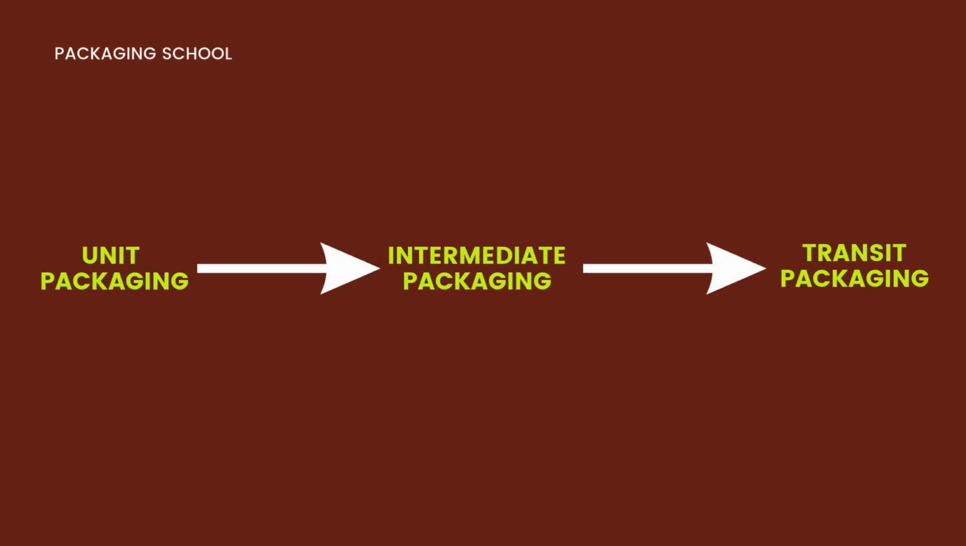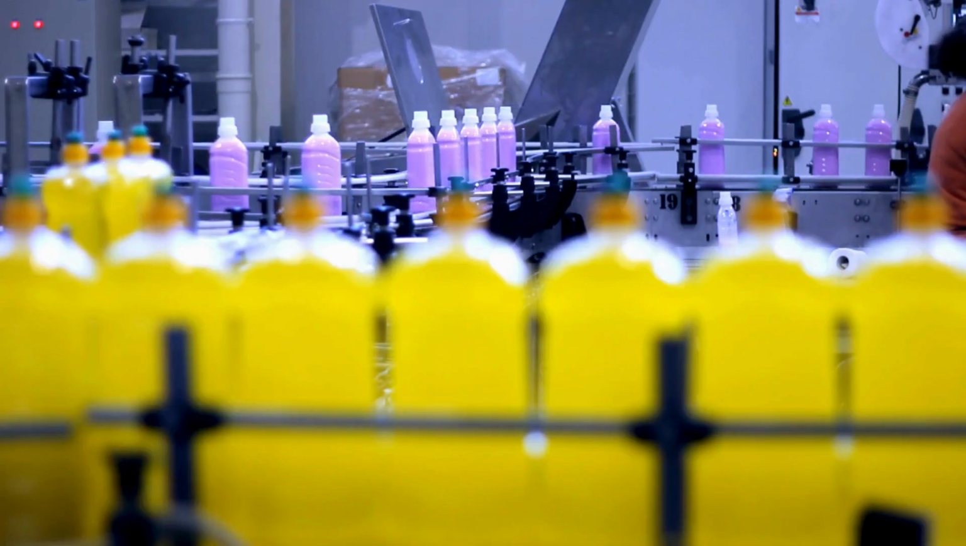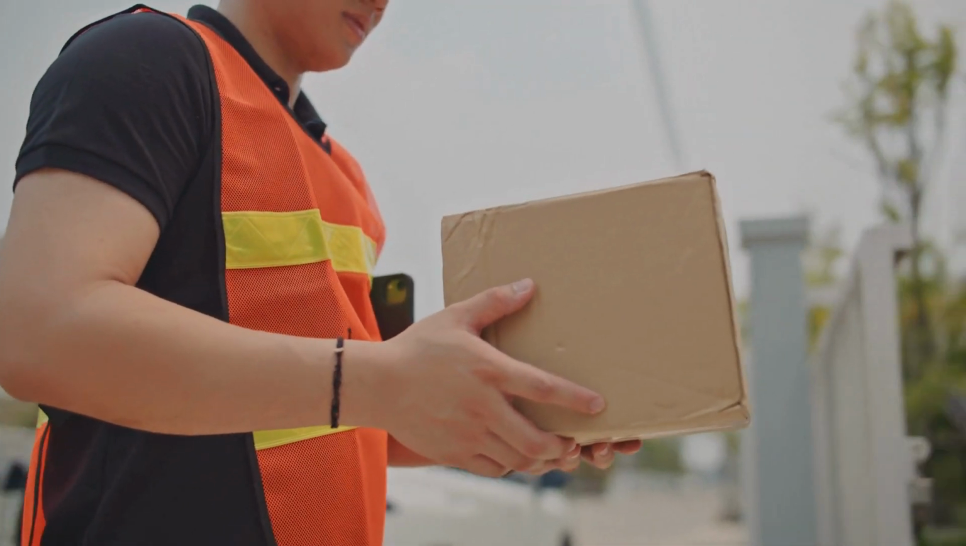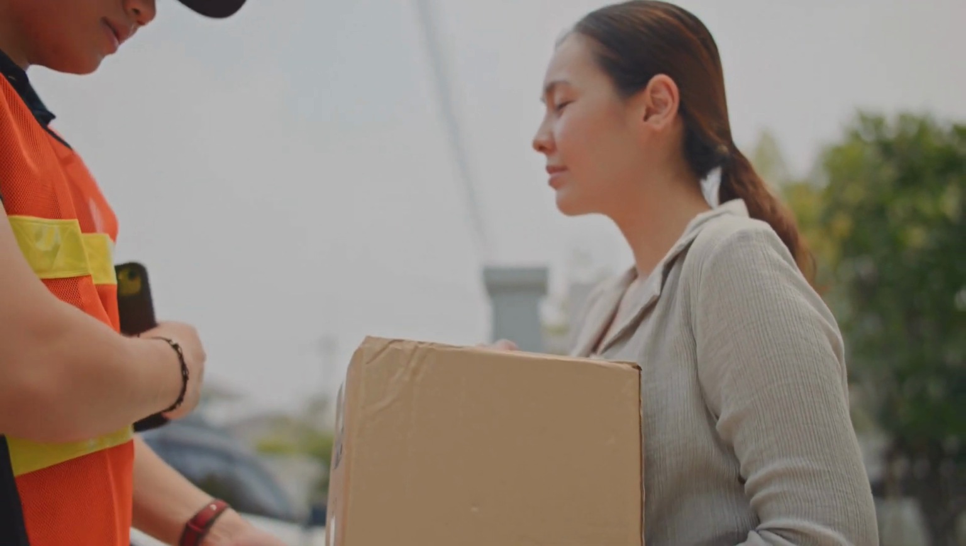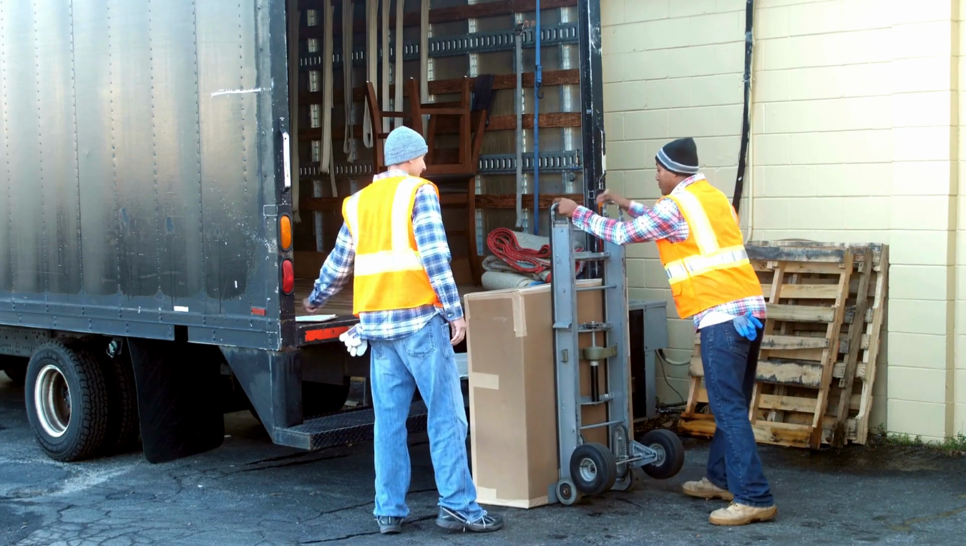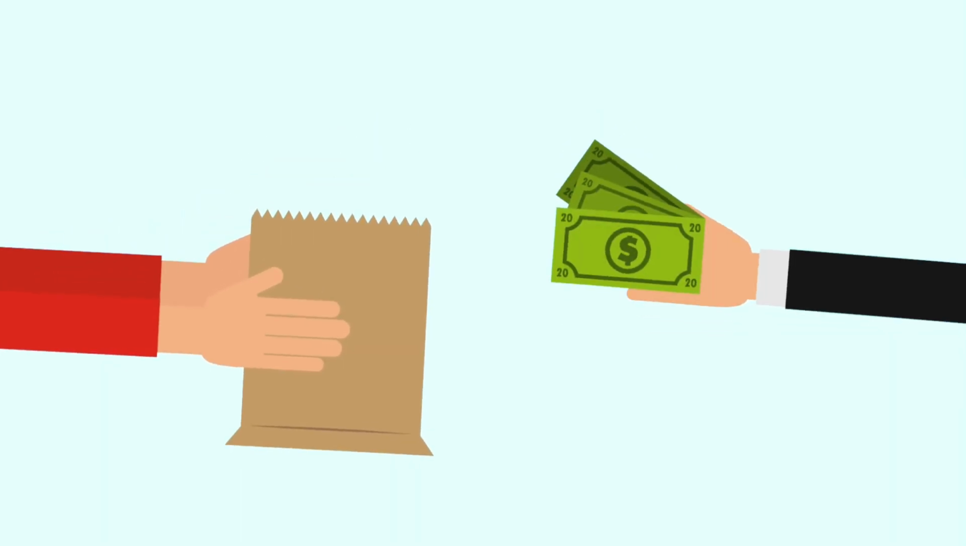Why are these steps important? Unit packaging protects the product and makes it usable. Intermediate packaging makes it easier to handle and store products in bulk. Transit packaging prevents damage during transportation. If any step is skipped, your product's value may be reduced.